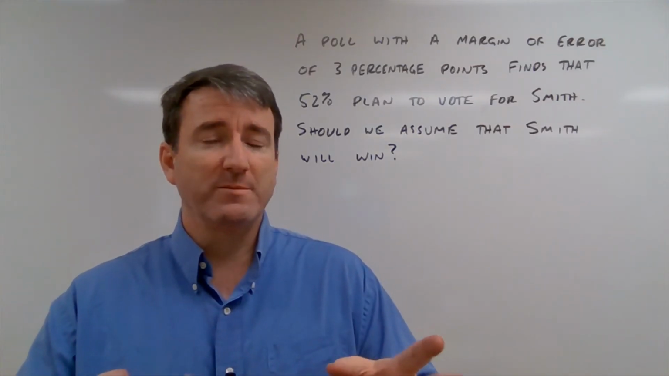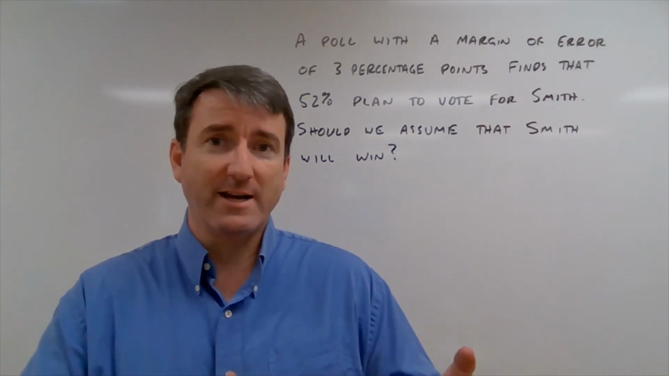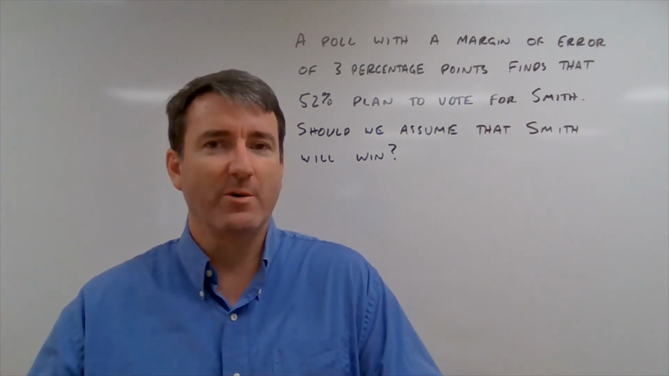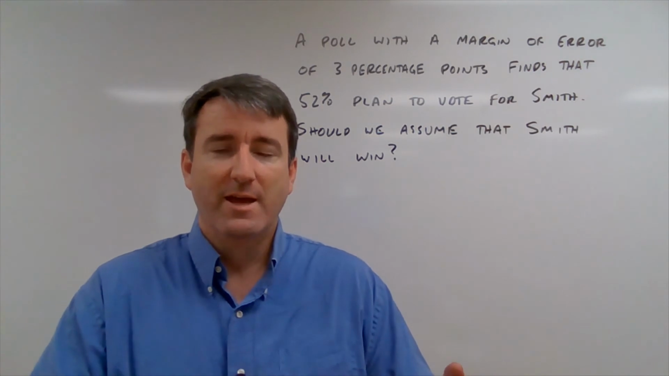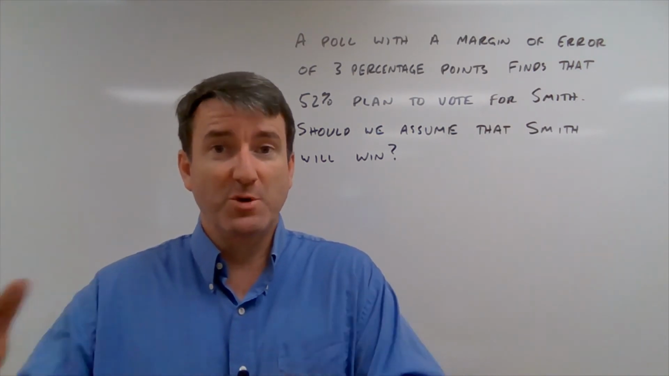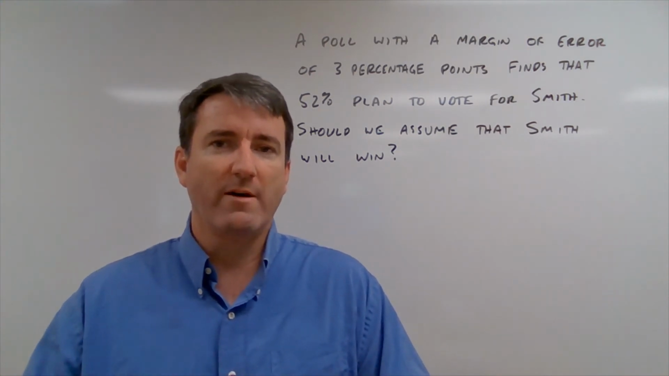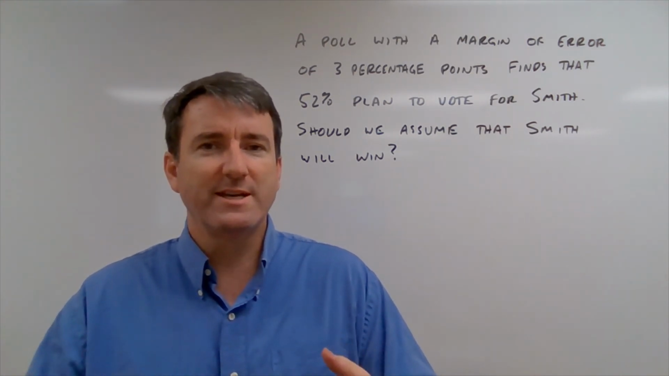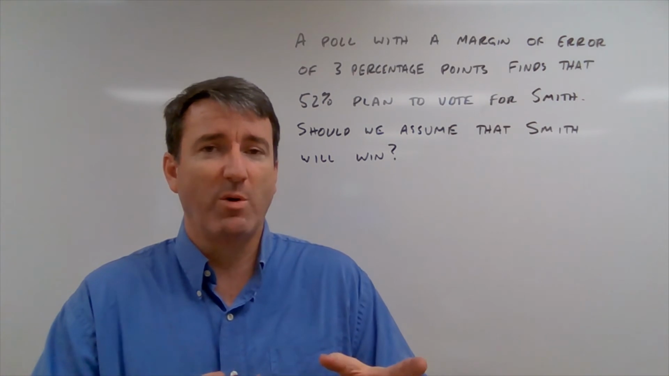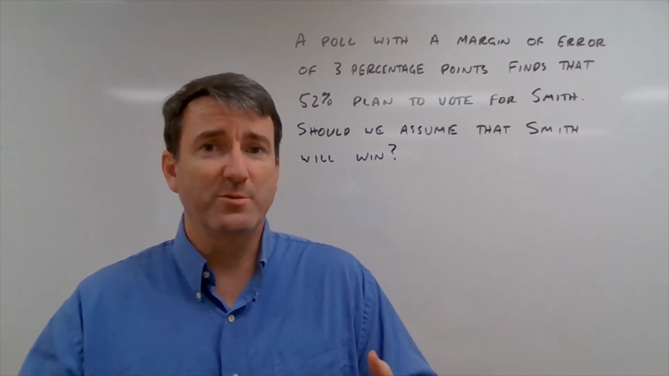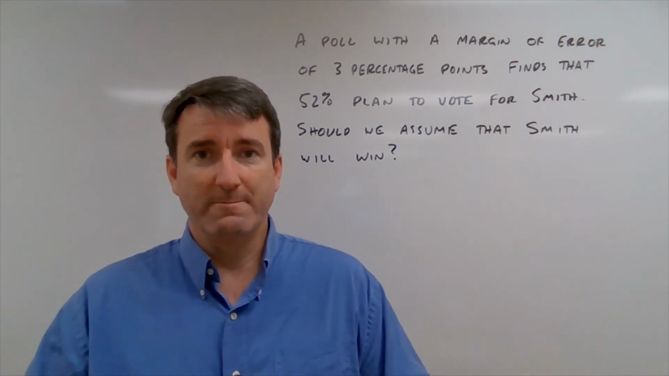Our example problem tells us that a poll conducted the day before an election finds that 52% of voters plan to vote for Smith, and that she needs a majority, so more than 50%, in order to win without going to a runoff election. The question is, if the margin of error for this poll was 3 percentage points, should we assume that Smith is going to win?